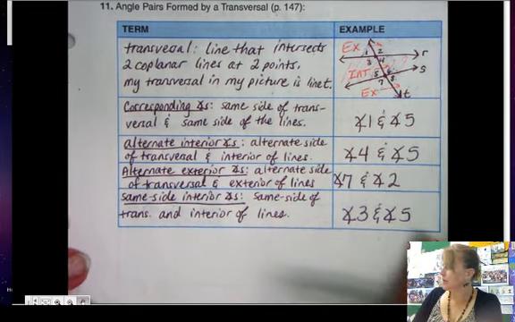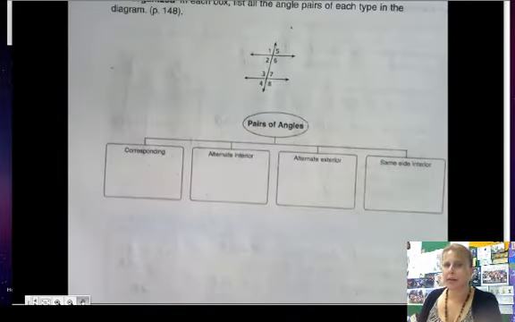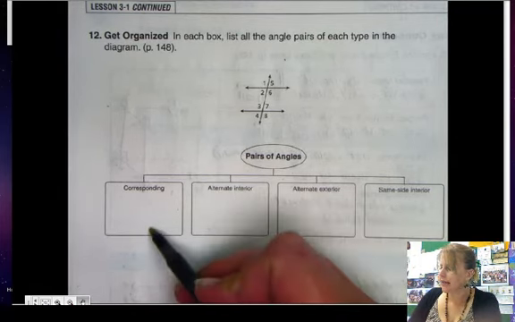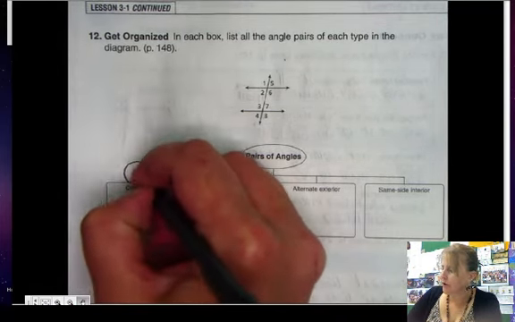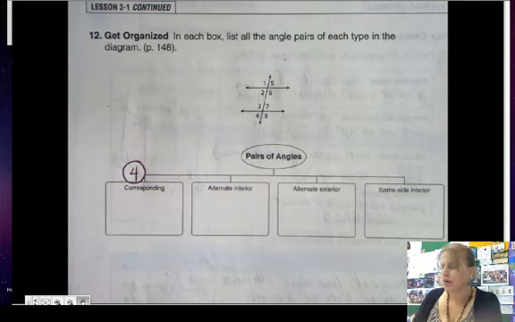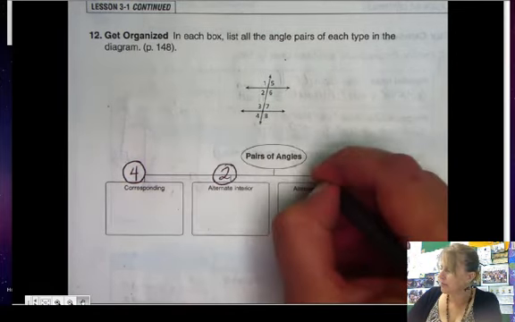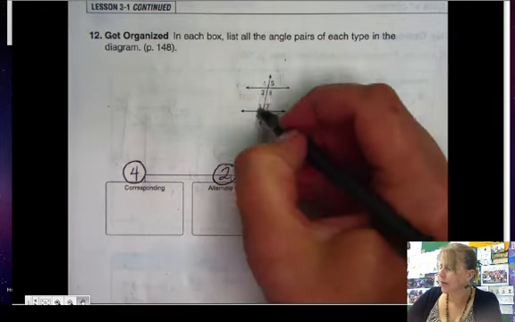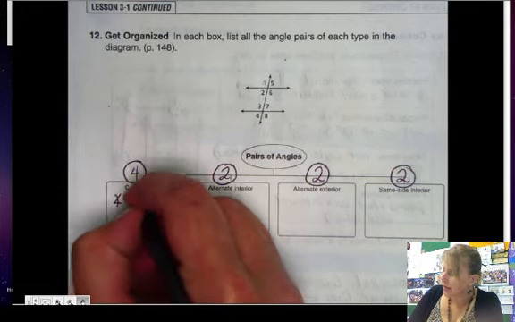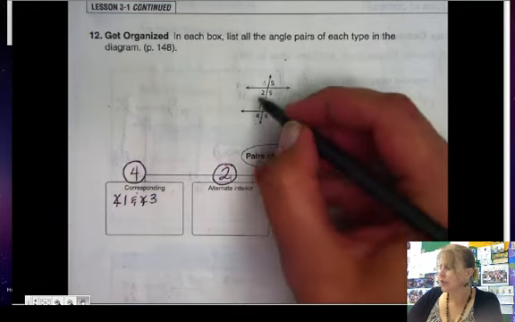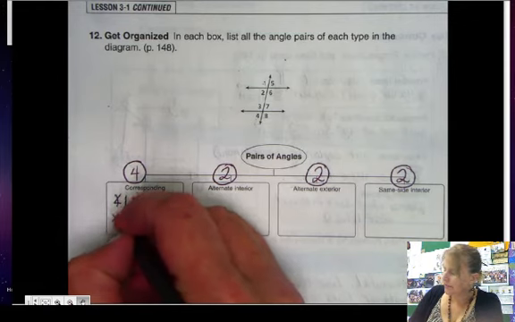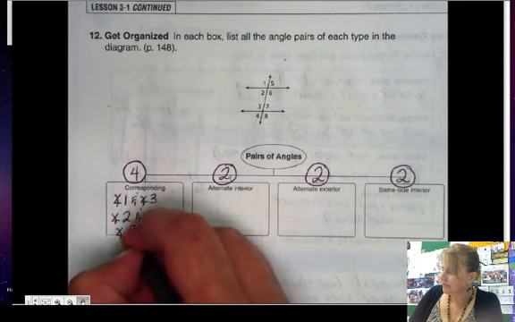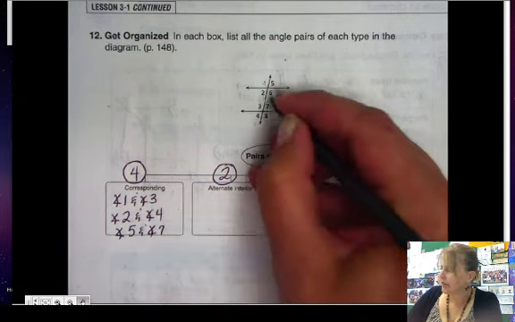Okay, so let's do one more example. We have here number 12. So what are my corresponding angles? There are always going to be 4 sets of corresponding angles, and for the rest of these, there will always only be 2 sets. So corresponding angles would be like 1 and 3. So angle 1 and angle 3 are a set. 2 and 4 are a set. 5 and 7 are a set, and 6 and 8 are a set.